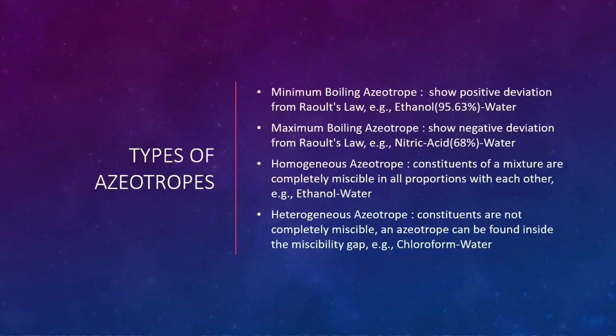Now in the upper layer you will see more of water and a little bit of chloroform, and in the lower layer you will see that there is more of chloroform and a little bit of water. So they have mixed up, but they are not completely miscible. That is what heterogeneous and homogeneous azeotropes are.